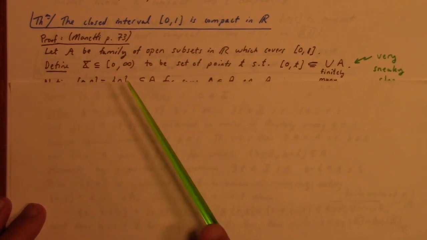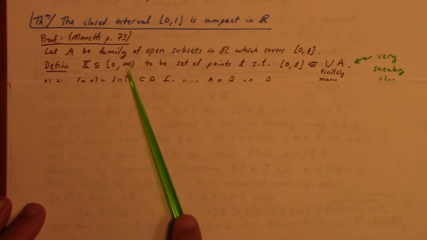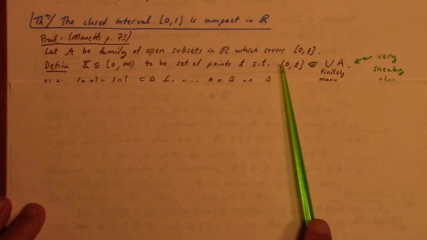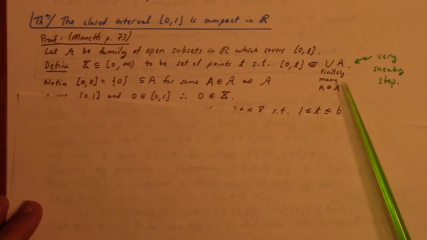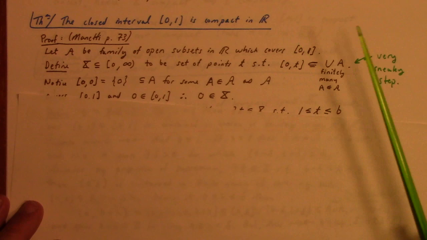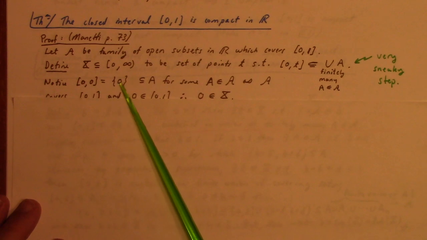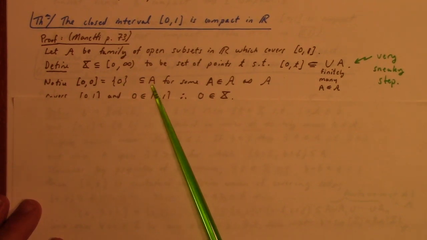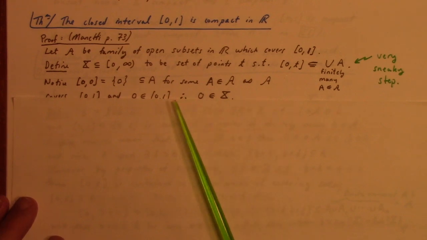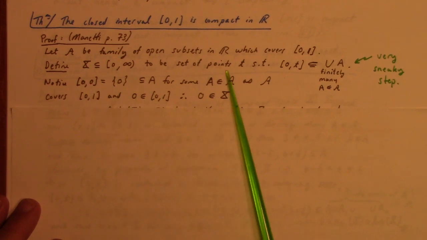this is a little bit technical. Let's get into it. So let A be a family of open subsets of R which covers 0 to 1. Define X, a subset of 0 to infinity, to be the set of points T such that 0 to T is a subset of the union over finitely many A in the cover. All right, this is a very sneaky step. Notice that 0, 0 equals 0. That's a subset of A for some A, as A covers 0 to 1. Therefore, 0 is in X. All right, and the definition of X here is rather conniving.